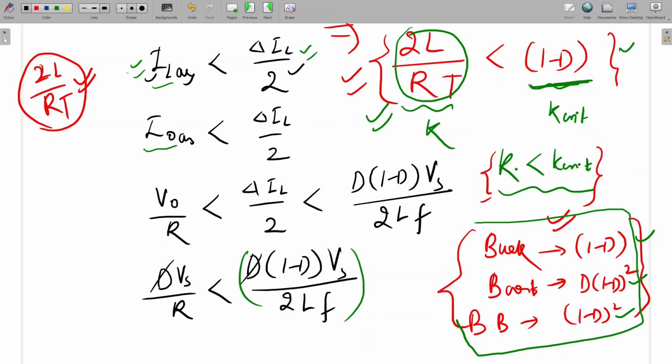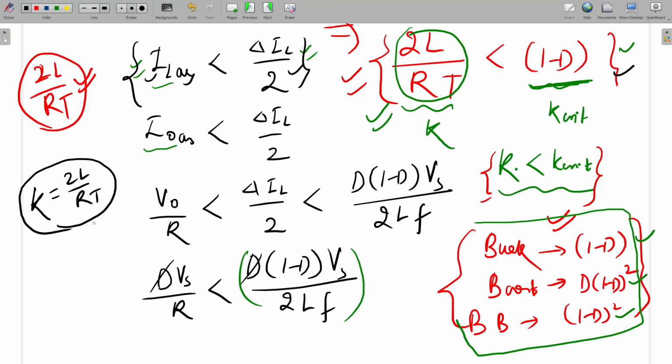You can derive by applying this equation, so you will get this kind of relation. K is equal to 2L by RT. This will be the same for all three types of converter. So this you have to memorize, and this you have to memorize. Then you can see this relation: K less than K critical. If this condition is satisfied, then you can say that the converter is working in the discontinuous conduction mode. Is it clear?